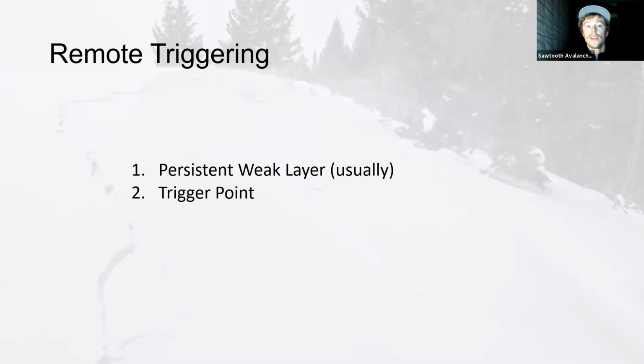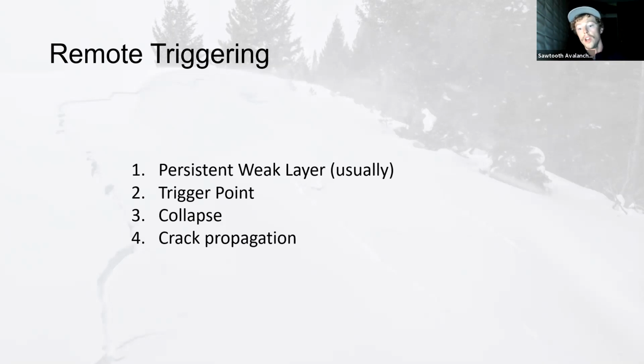The second thing that we need is a trigger point, and we'll break down some common trigger points and why they exist here in a second. At that trigger point, the snowpack collapses. So the stiffer slab of snow that sits above the weak layer actually drops into the snowpack, collapsing that weak layer. When that happens, it needs to propagate a crack over a wider area in order to release the slab that comes down with the avalanche. And then, of course, you need steeper terrain for that to actually slide.